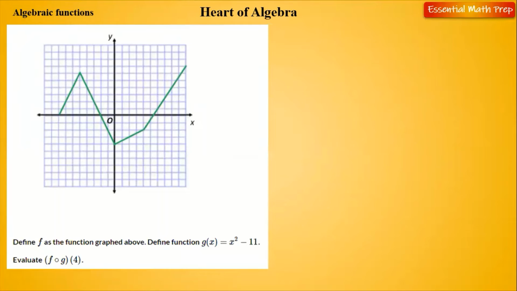All right, define f as a function graphed above. Define function g of x equals x squared minus 11. Evaluate f of g of 4. You're asked to evaluate f of g of 4, right? That means g of x equals x squared minus 11.